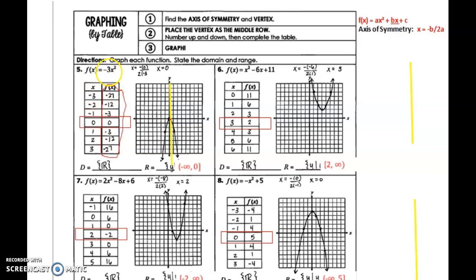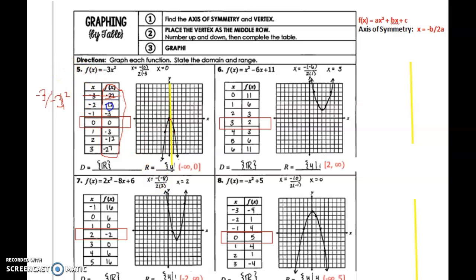To get my f of x, or my y values in the second column, I'm plugging them in each time. Negative 3 times negative 3, in parentheses, very important, squared. Negative 3 squared is positive 9. Negative 3 times a positive 9 is negative 27. Now, you can see at negative 3, I do not have a point because negative 27 is way off the graph. So I didn't even plot that point, too small.